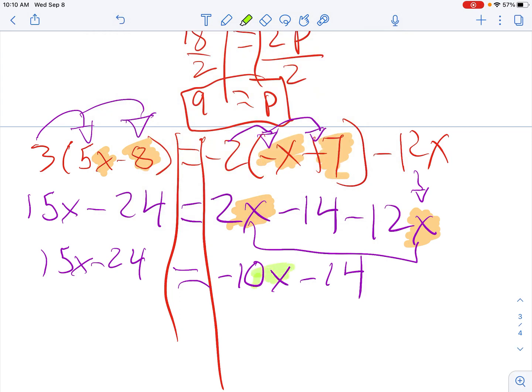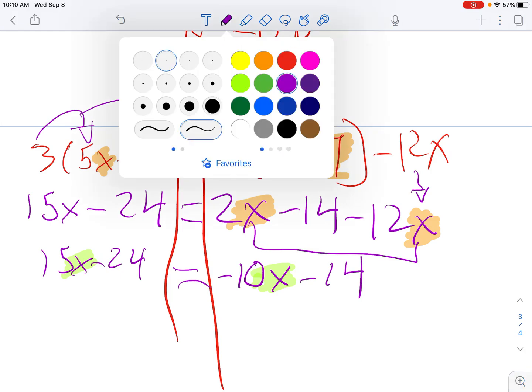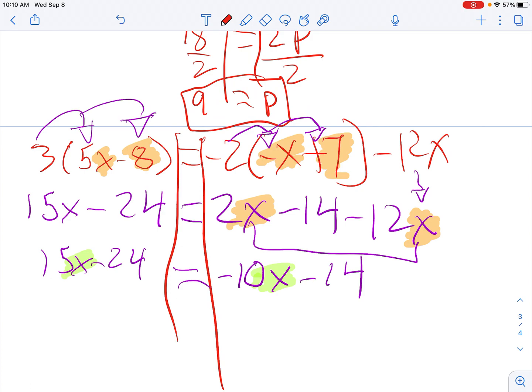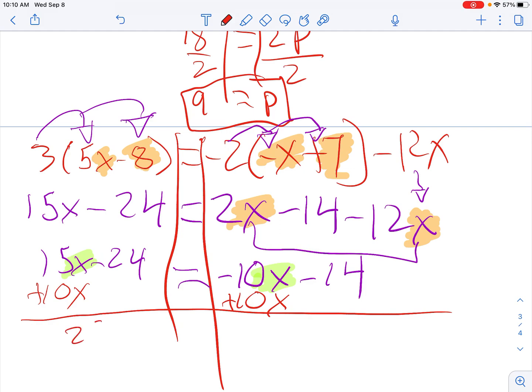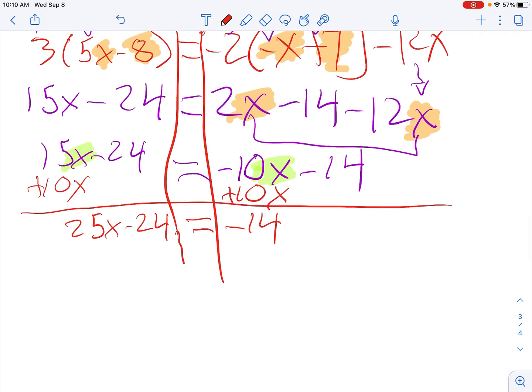Now, do we have all of our x's together? We've simplified on the left side and on the right side, but we have x's on both sides. So again, Mr. Larson likes to deal with positive variables. So I'm going to take this negative 10x and add it. The opposite of negative 10x is to add 10x. So I'm going to add 10x on both sides and get 25x subtract 24 equals negative 14.